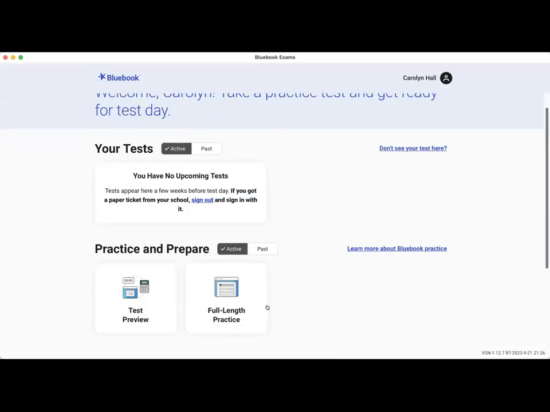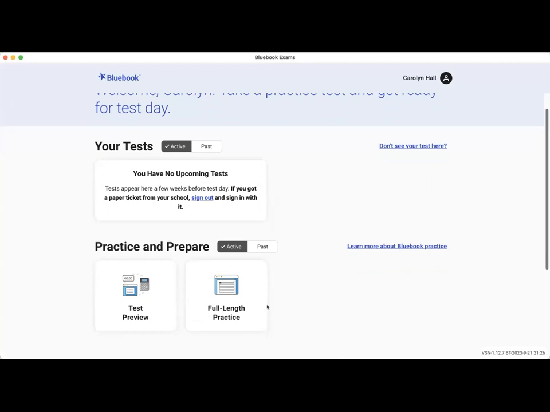And I do want to encourage you, because I am not a current test taker of the PSAT, I am not allowed at this point to practice the full length test. But you, as a student taking the PSAT, can click on this and practice a full length test of the reading, writing, and math modules.